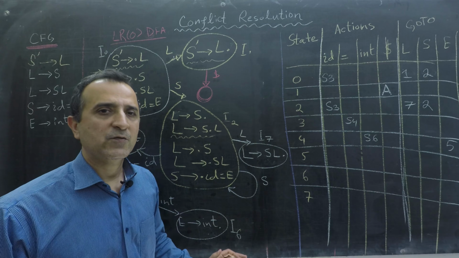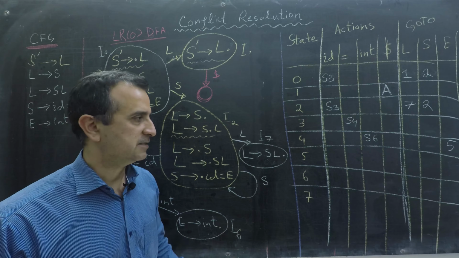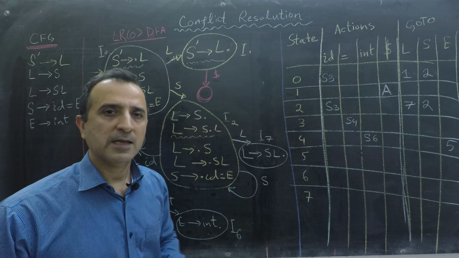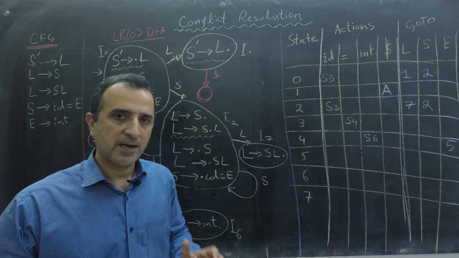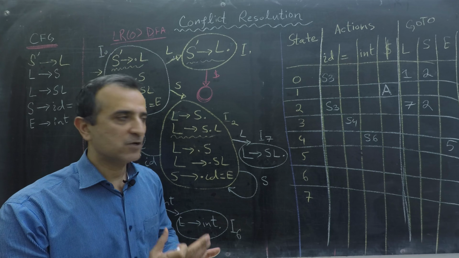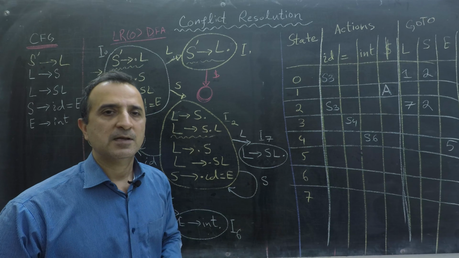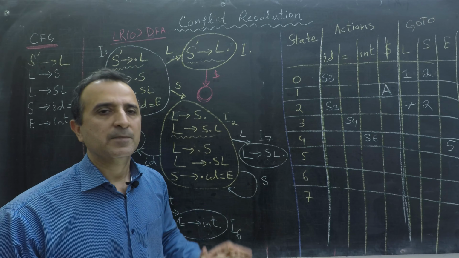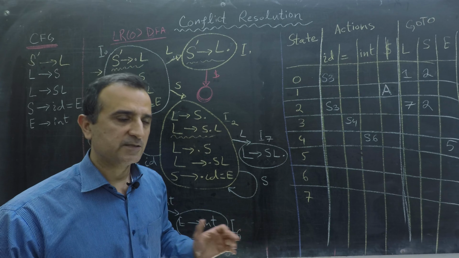Now I have to add reduce actions in this table. Here LR0 parser and SLR parser differ from each other. That's how to add reduce action in the table. Let's first consider LR0 parser.